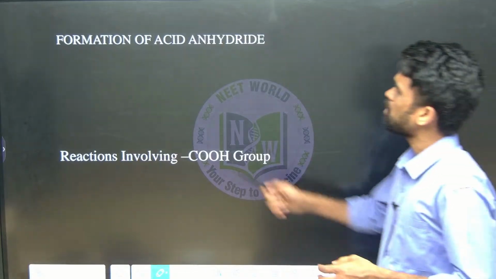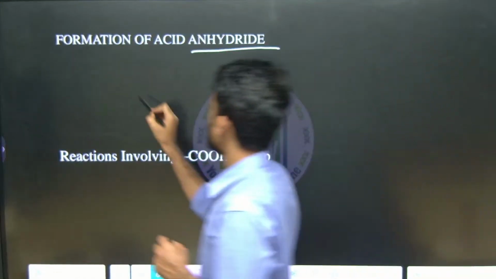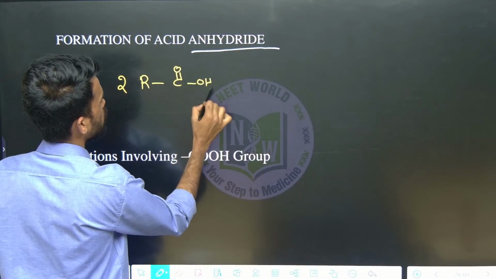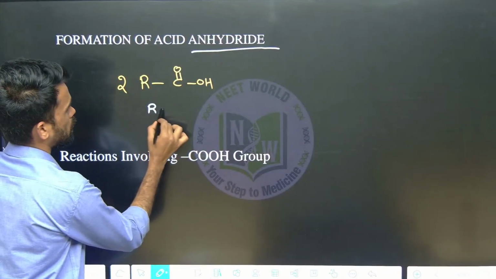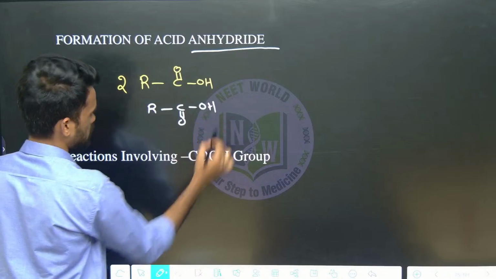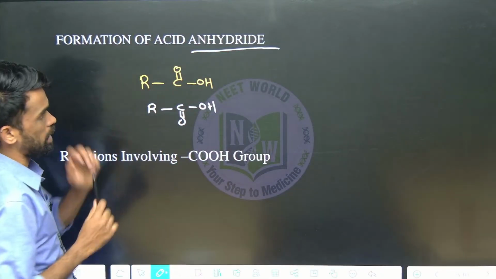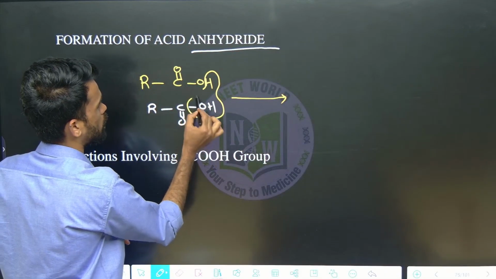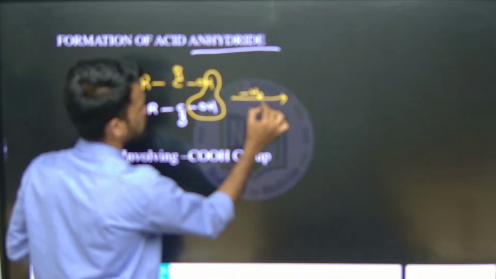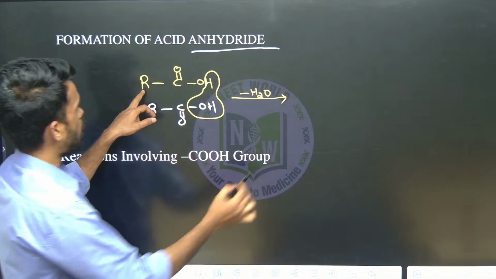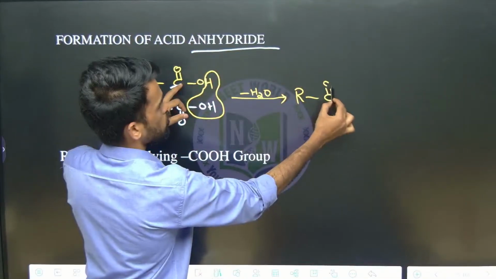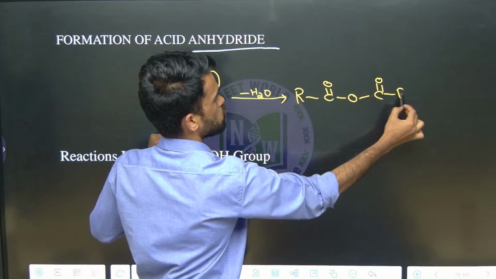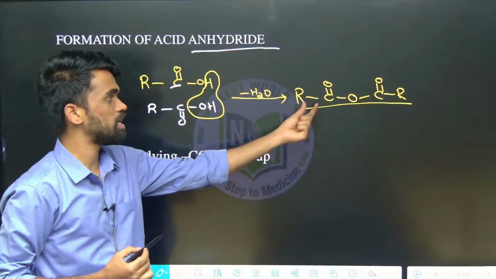The next is the formation of acid anhydride. Here you take 2 moles of carboxylic acid, RCOOH. Writing them separately, one will provide hydrogen and the other will provide hydroxide, removed as water. What is the remaining part? R, C double bond O, then an oxygen attached to the carbonyl carbon and R. So we get an anhydride, which we can call an acid anhydride.